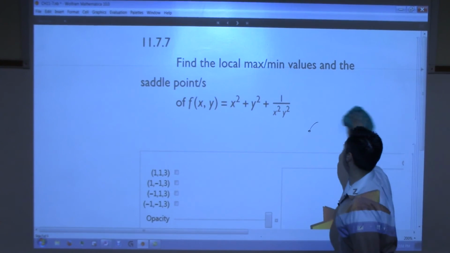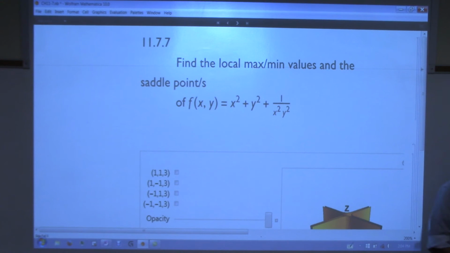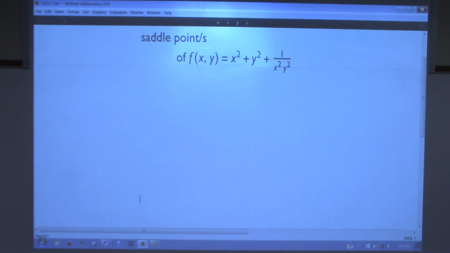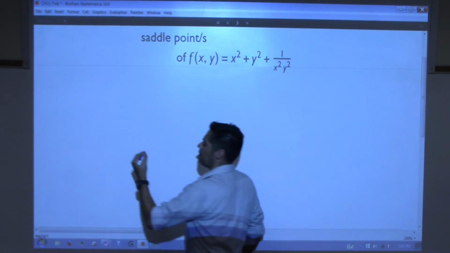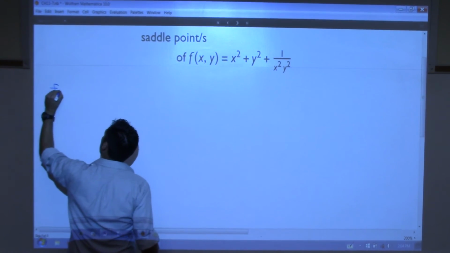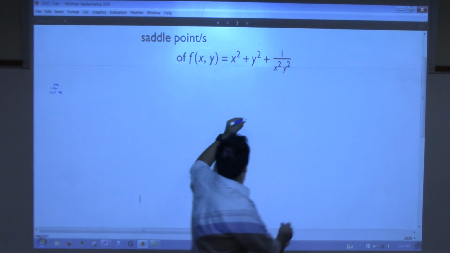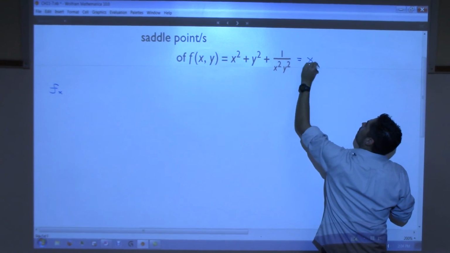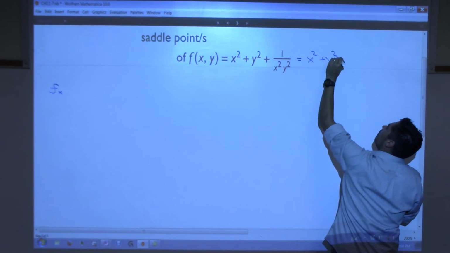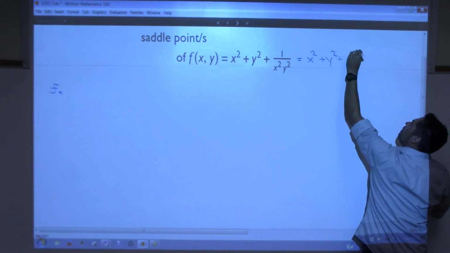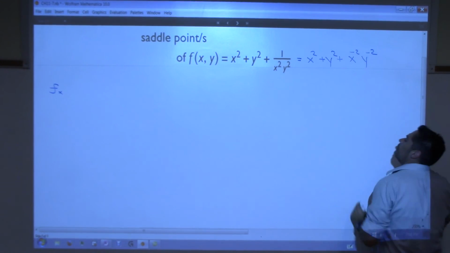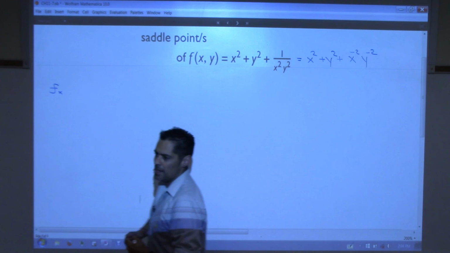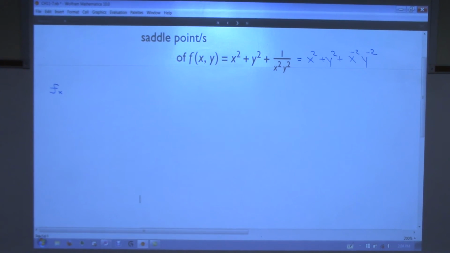I think this is going to be a good exercise for you. Just a little hint there. I rewrote the function in a way that might make it easier to take derivatives.